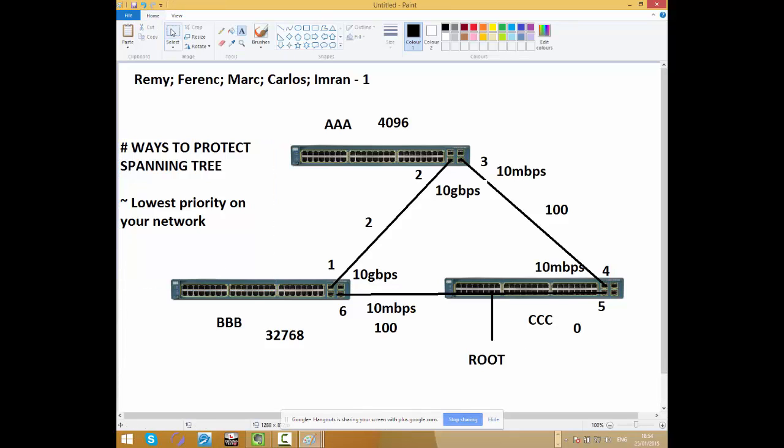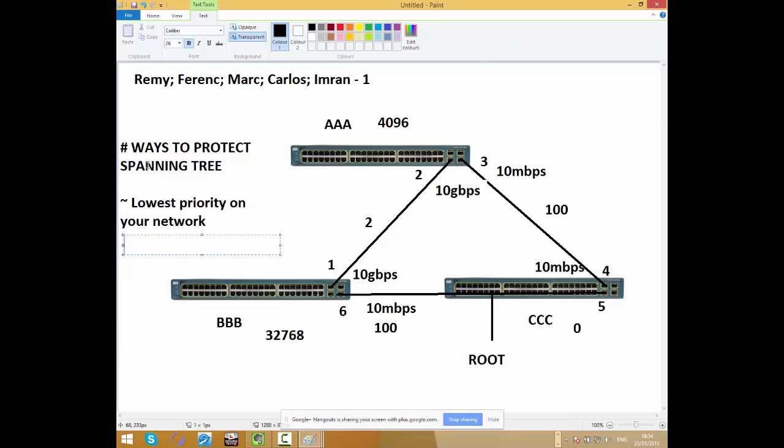Are you talking about PortFast in RSTP? Yeah, you're bringing up good points. So PortFast, what does PortFast do? Because you mentioned it, you have to explain it to us, Imran. PortFast does not go through the listening and learning states and then forwarding; it goes directly to the forwarding state.